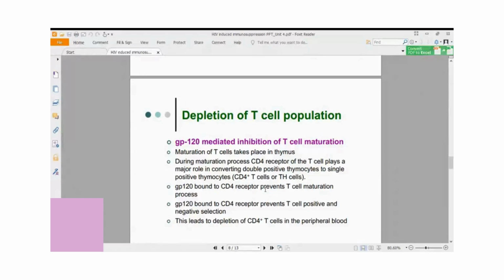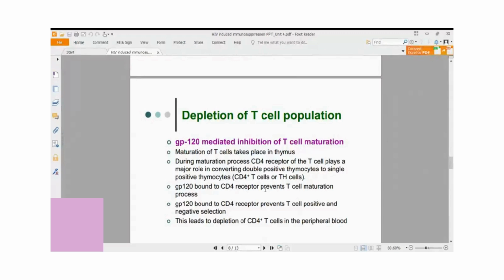Any TH cell which has undergone the maturation process in the thymus, if it had not come in contact with GP120, let us presume that it underwent positive selection. But the negative selection process is also very important to keep those TH cells active without committing apoptosis. And for that reason, CD4 is very important.